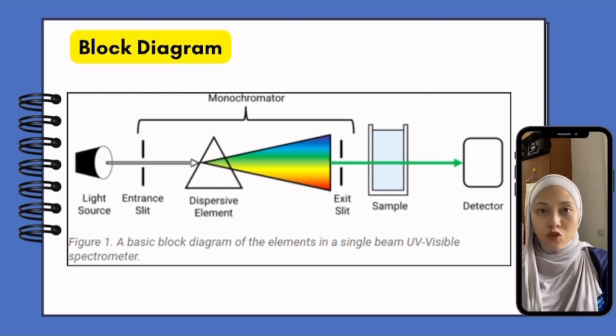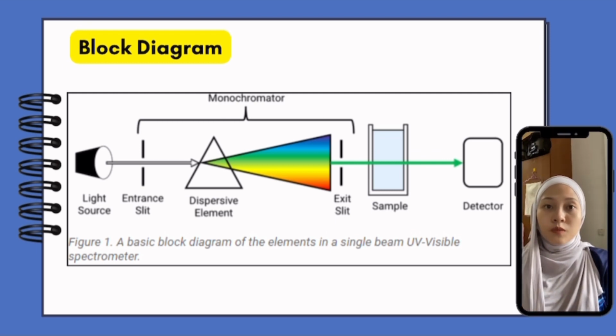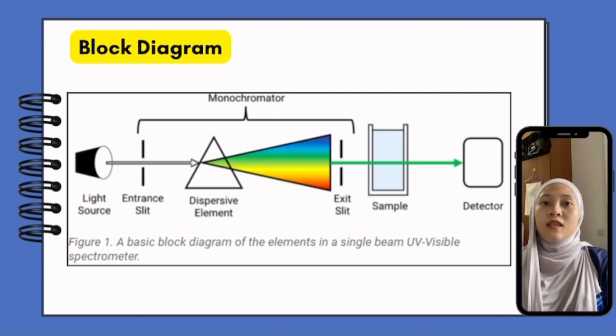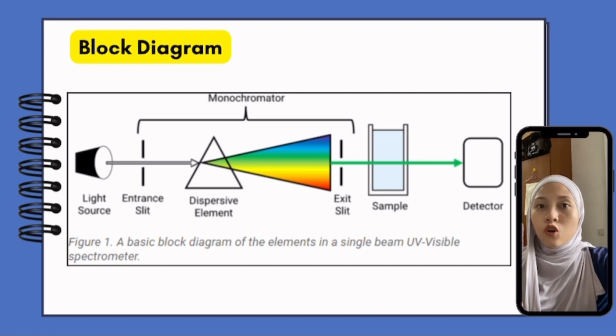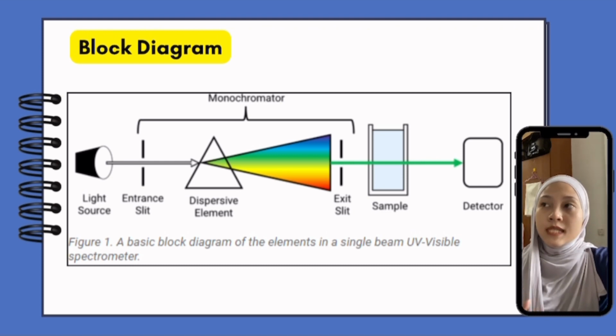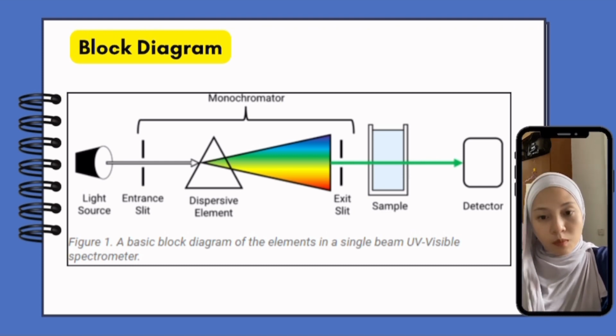The common light sources for UV visible spectrometers include deuterium lamps for the UV range and tungsten lamps for the visible range. Secondly is the entrance slit. This entrance slit collimates the light from the source. Collimation refers to a process that straightens out the light rays, making them all parallel. So this helps to ensure that the light interacts with the sample uniformly.